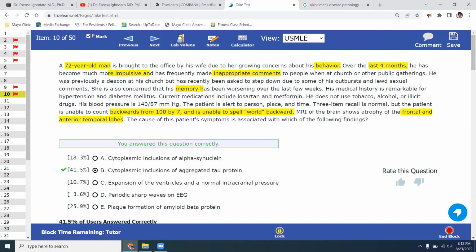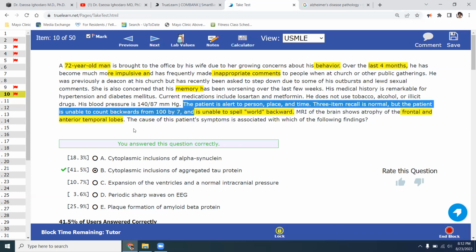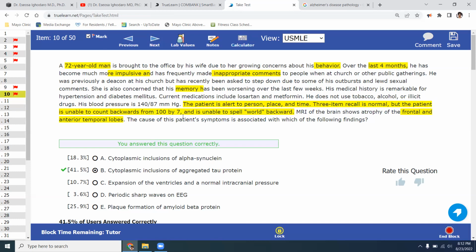So now they go on to talk about the exam. He's alert to person, place, and time. They also talk about that his 3-item recall is normal, but the patient is unable to count backwards from 100 by 7, nor is he able to spell world backwards. So let's pause and figure out what they're trying to get at. The patient is alert to person, place, and time. So this here gets at orientation questions.